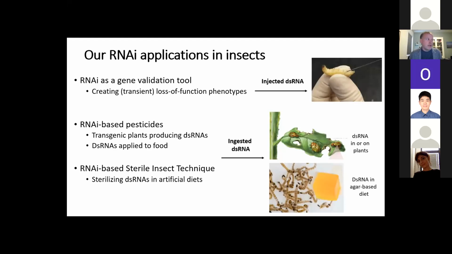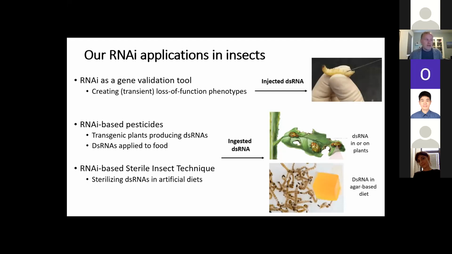The other applications that we're interested in, which many of you are as well, is in the development of RNAi-based pesticides. In this particular case, we're looking at either making transgenic plants that express the double-stranded RNA, or we're looking at foliar sprays that we can apply to the leaves that the insects will ingest and get sick and die. And in both of those cases, again, we're looking at the insects ingesting the double-stranded RNA.